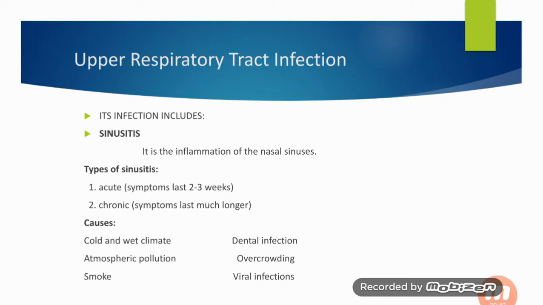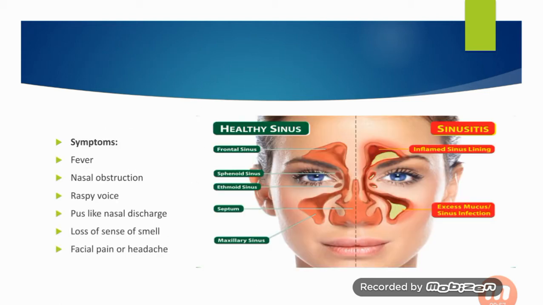Sinusitis is the inflammation or swelling of the area which is lining sinuses. Sinuses are the connective system of hollow tubes which are present in our skull. If we see in the diagram, here are the frontal sinuses, sphenoid sinuses, the maxillary sinuses, and the line that is separating both the sides, or you can say both the nasal cavities, is called septum.